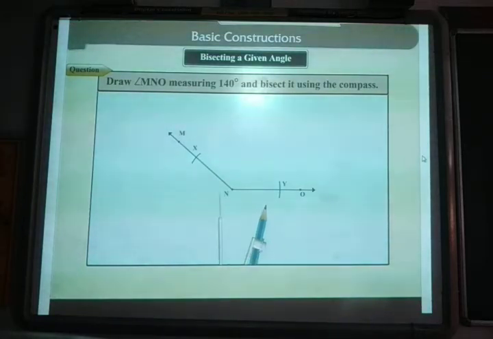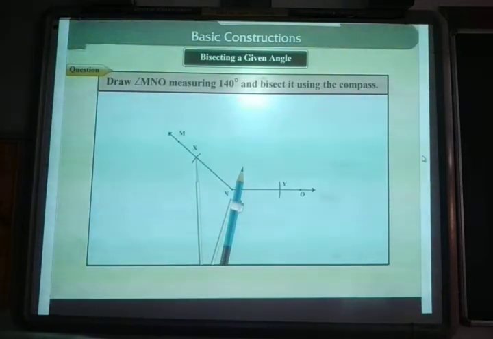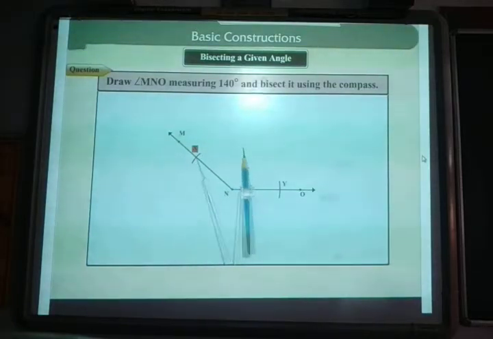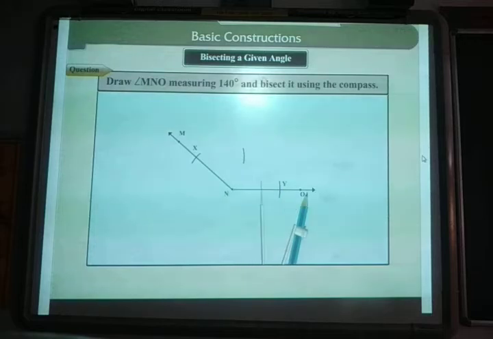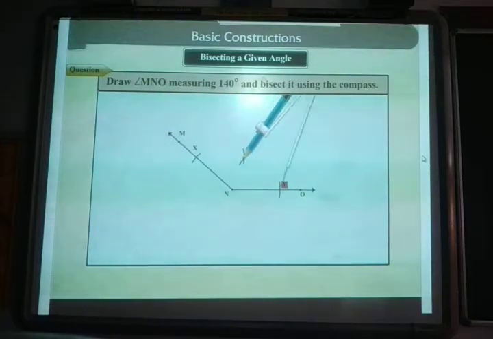Keeping the same span on the compass, place the compass point on point X and draw an arc inside the angle. Similarly, place the compass point on point Y and draw another arc intersecting the previous arc.